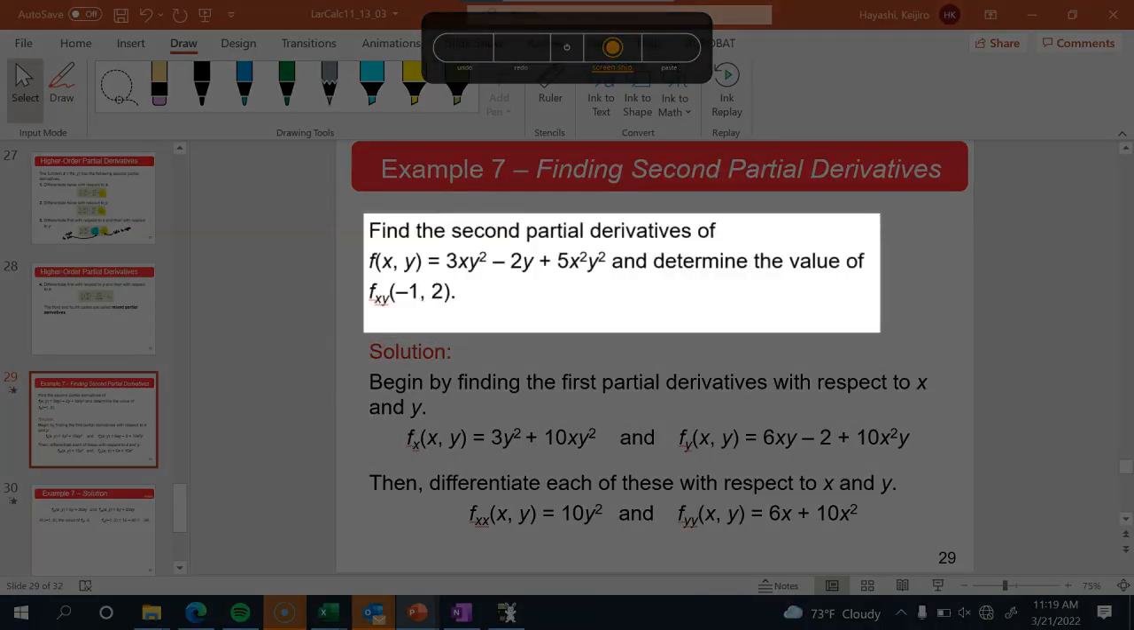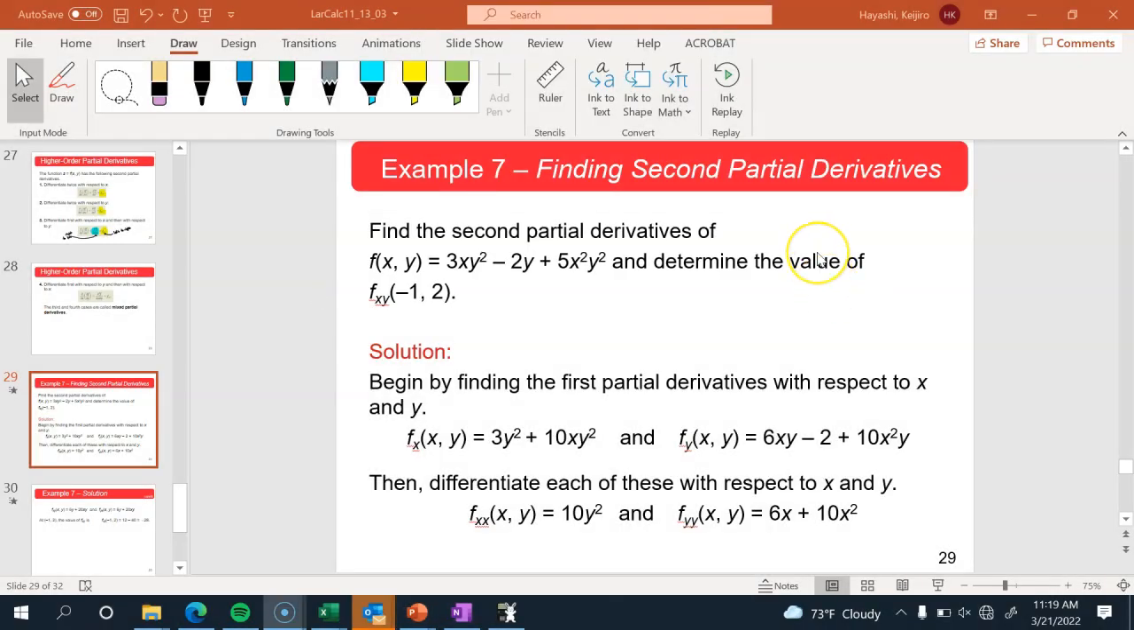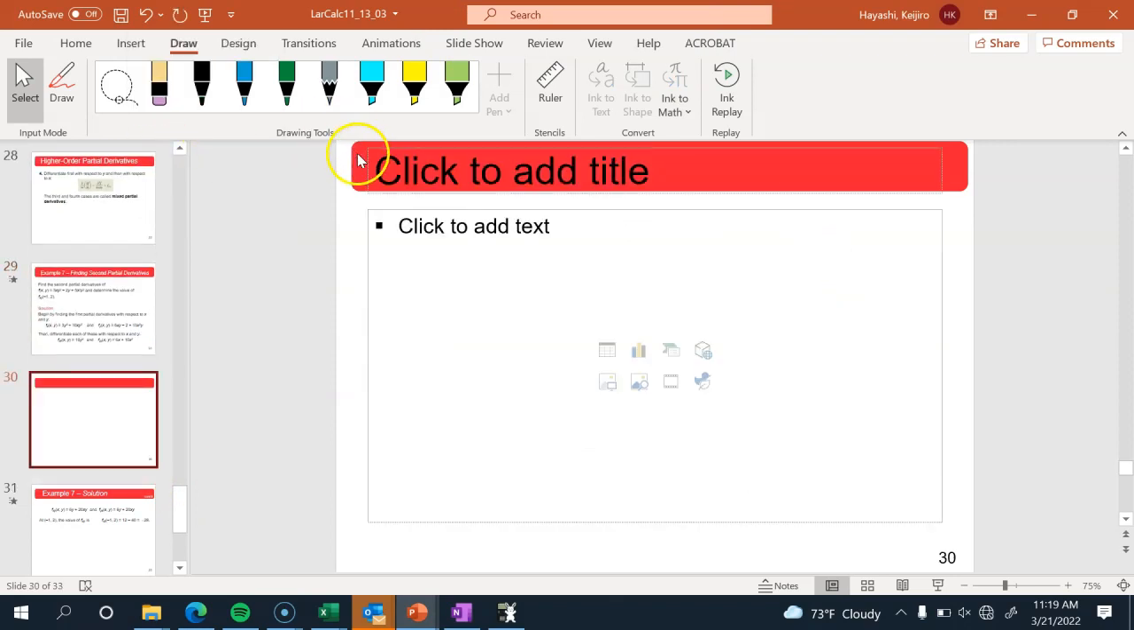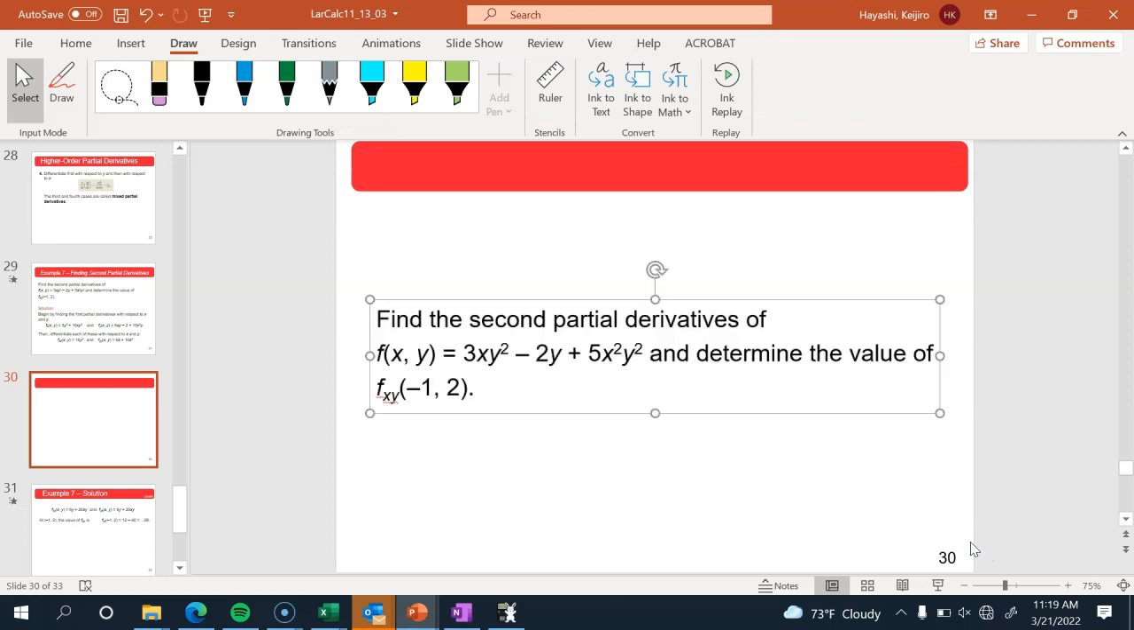All right. So there are multiple second partial derivatives, as you saw. In fact, there are liable to be as many as 4.